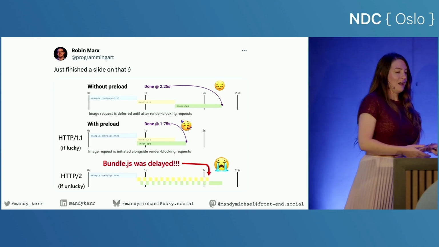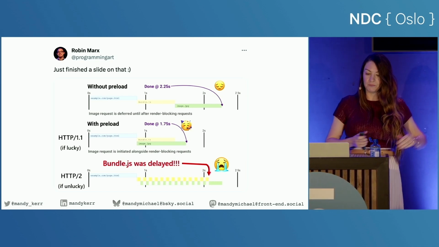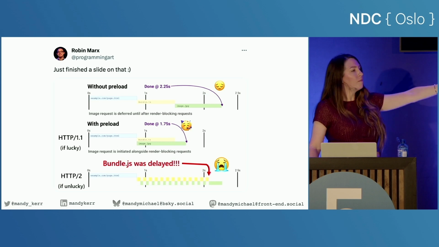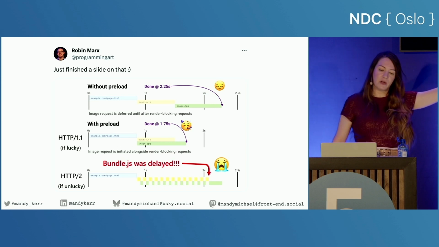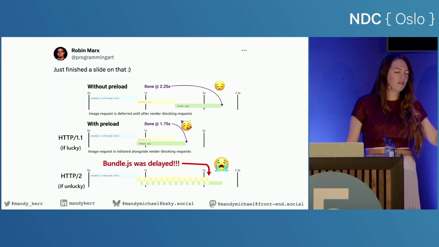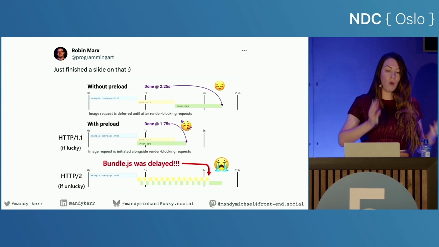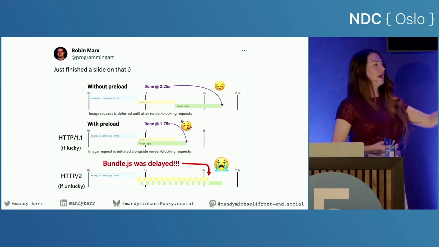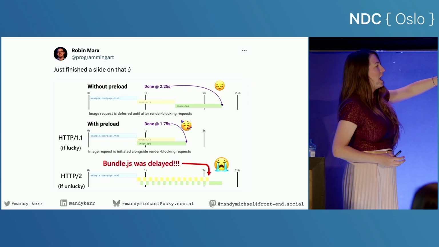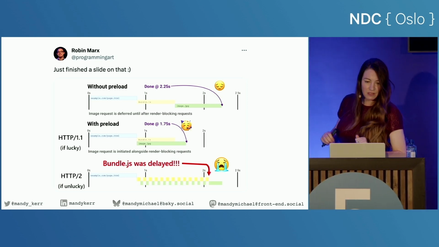So what we have here is a HTML page, some JavaScript, and the image, which is in green. And it shows how each resource is being downloaded. Now, without preload, they download one after another, and it takes about 2.25 seconds, which is kind of a long time. In HTTP 1, with preload, if you're lucky, the image will be requested alongside the JavaScript, and it'll all download quicker in about 1.75 seconds. 75? Yeah.